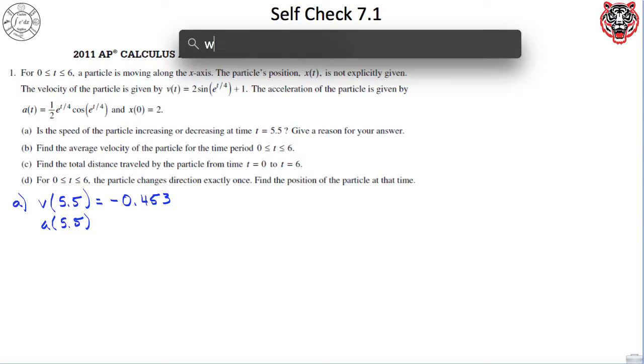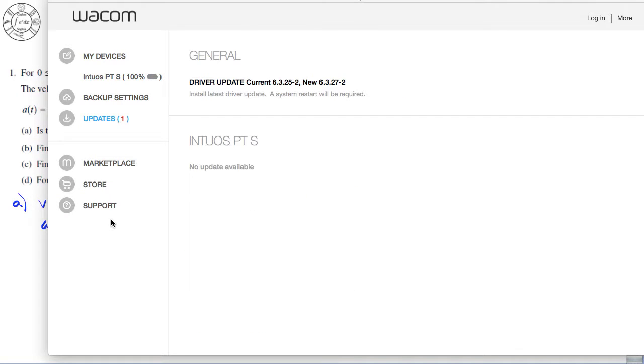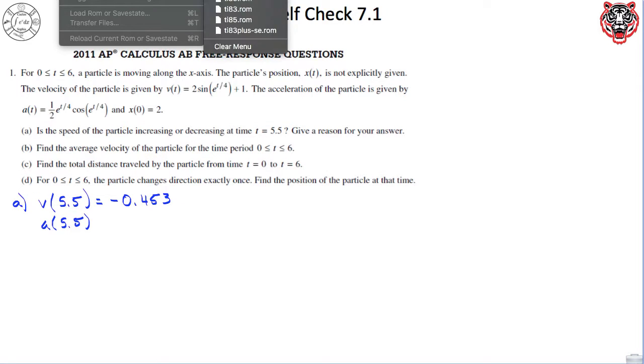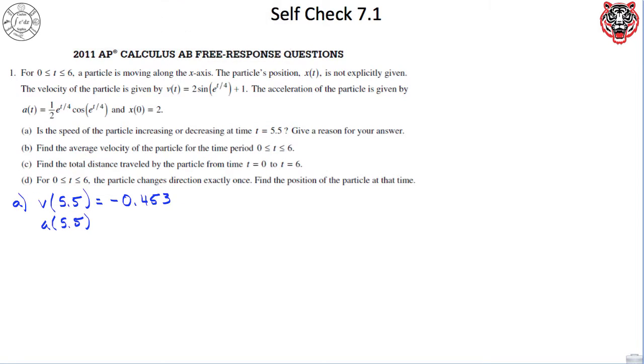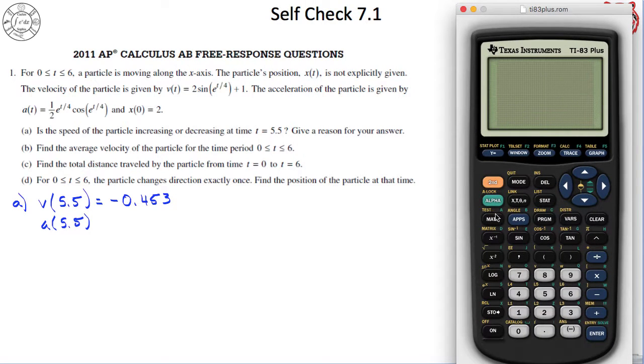So I can open up the calculator: File, open recent, TI-83 Plus. To do that on my calculator, I have to enter this equation. So I go to Y equals, and then it's going to be 2 sine, and second natural log to get e to the power of, and then x divided by 4, then all of that plus 1.